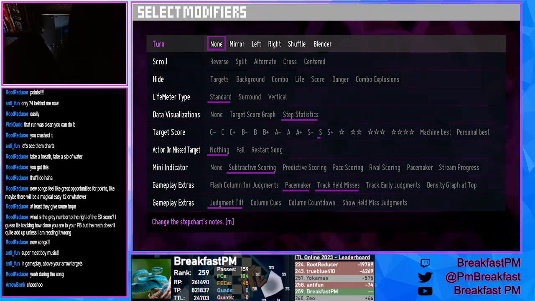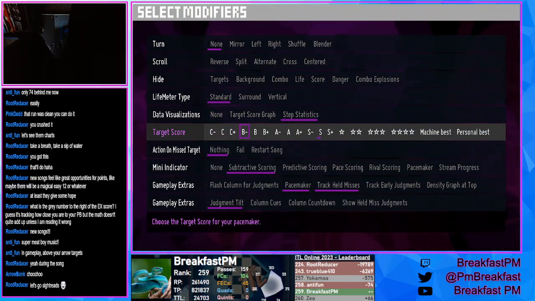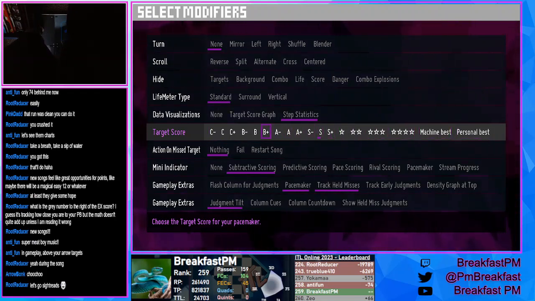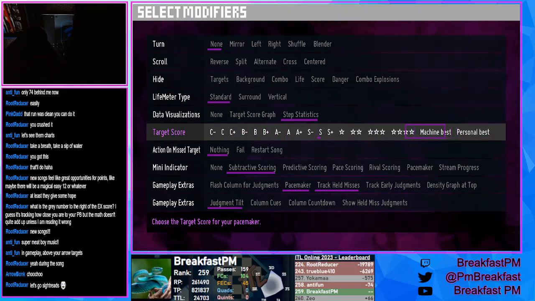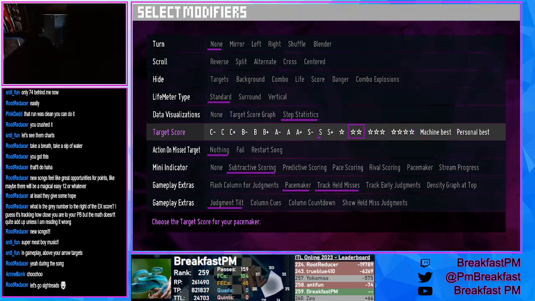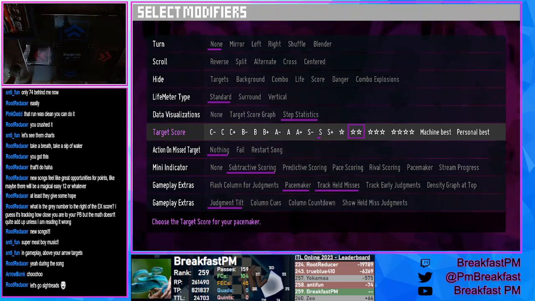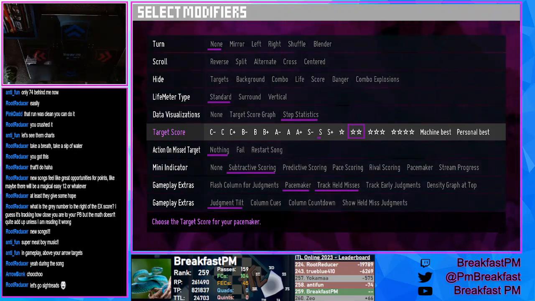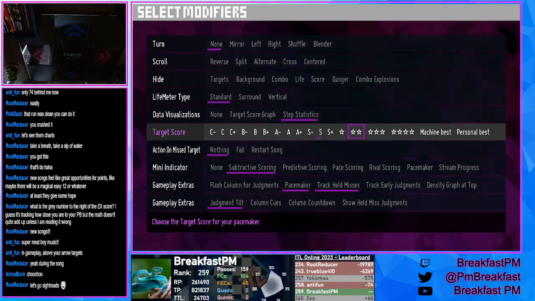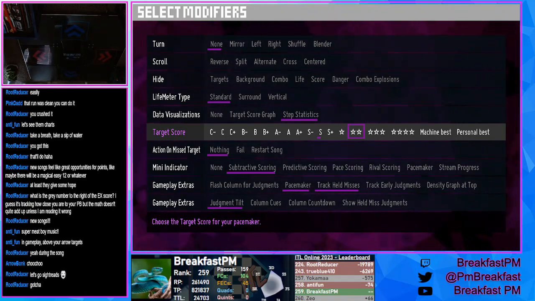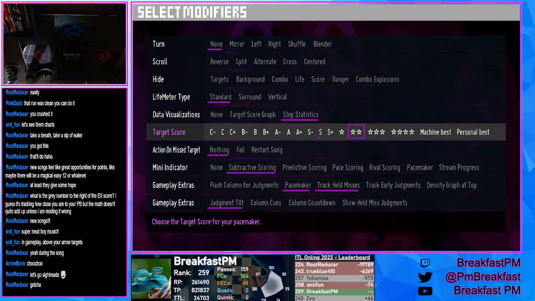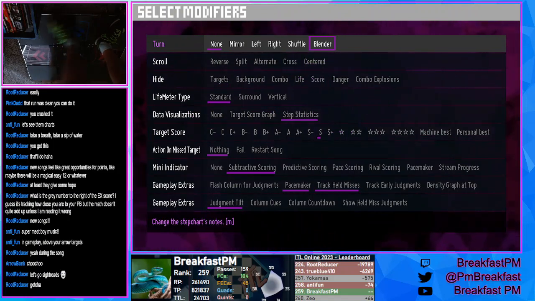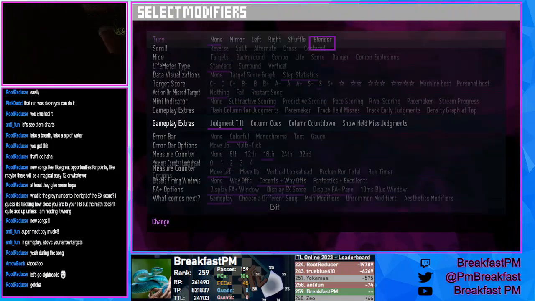That is a pace tracker, and it's set to this target score. So you can track your pace against getting one of these grades at the end of the song. So if you want to know how far you are from getting an S, a star, that kind of thing. So if it's negative, I'm behind pace, and if it's positive, I'm ahead of pace on getting S.